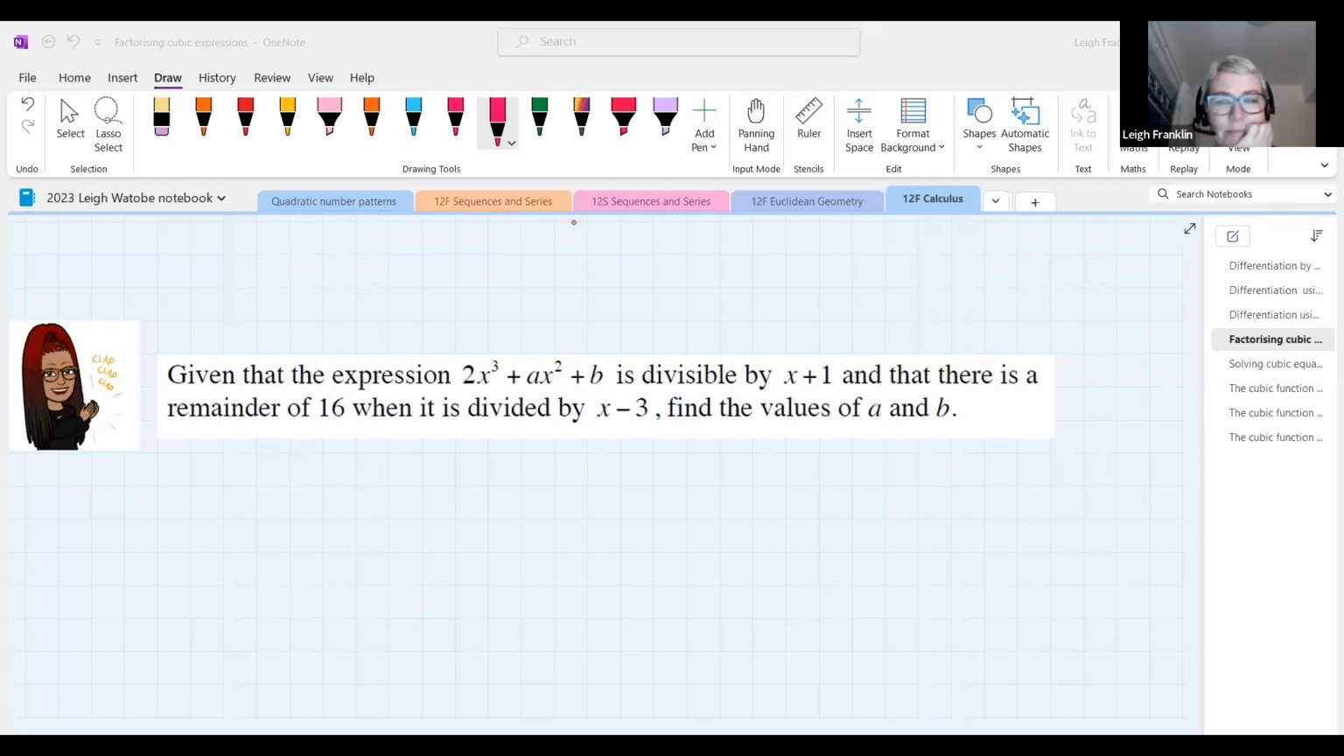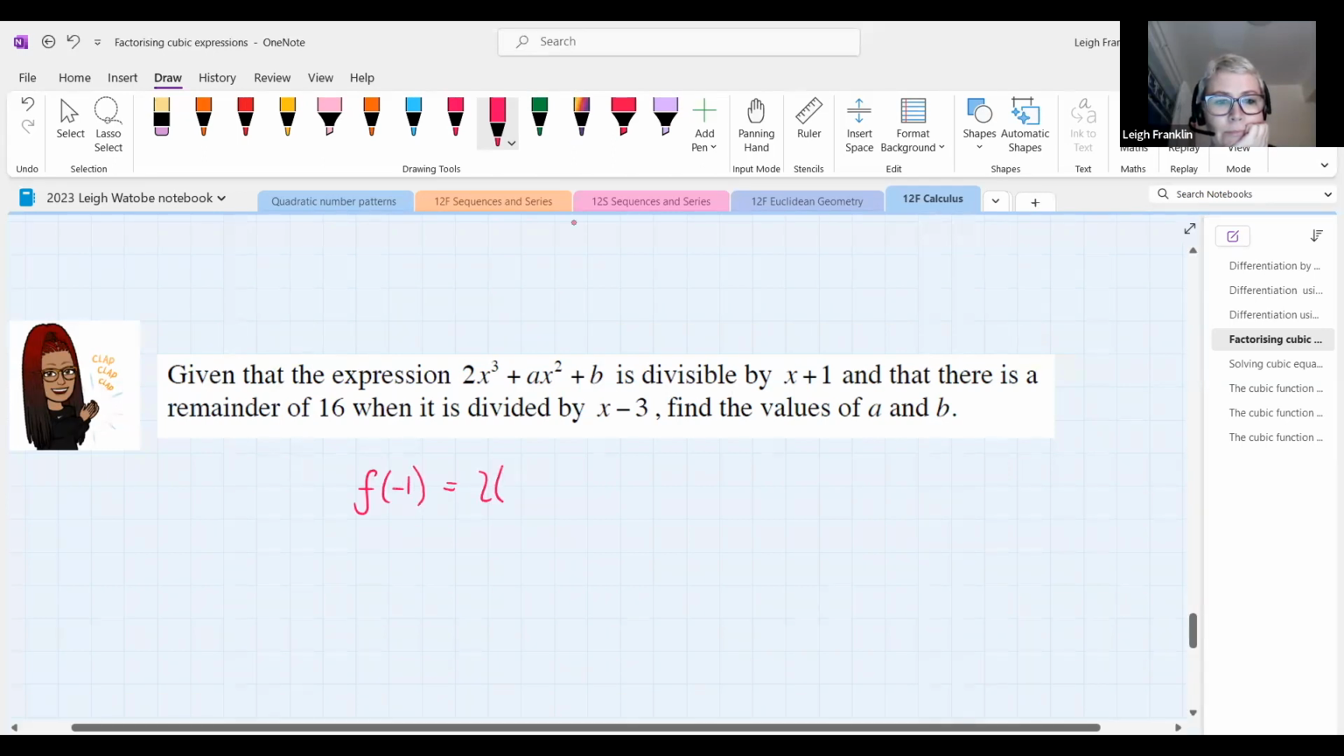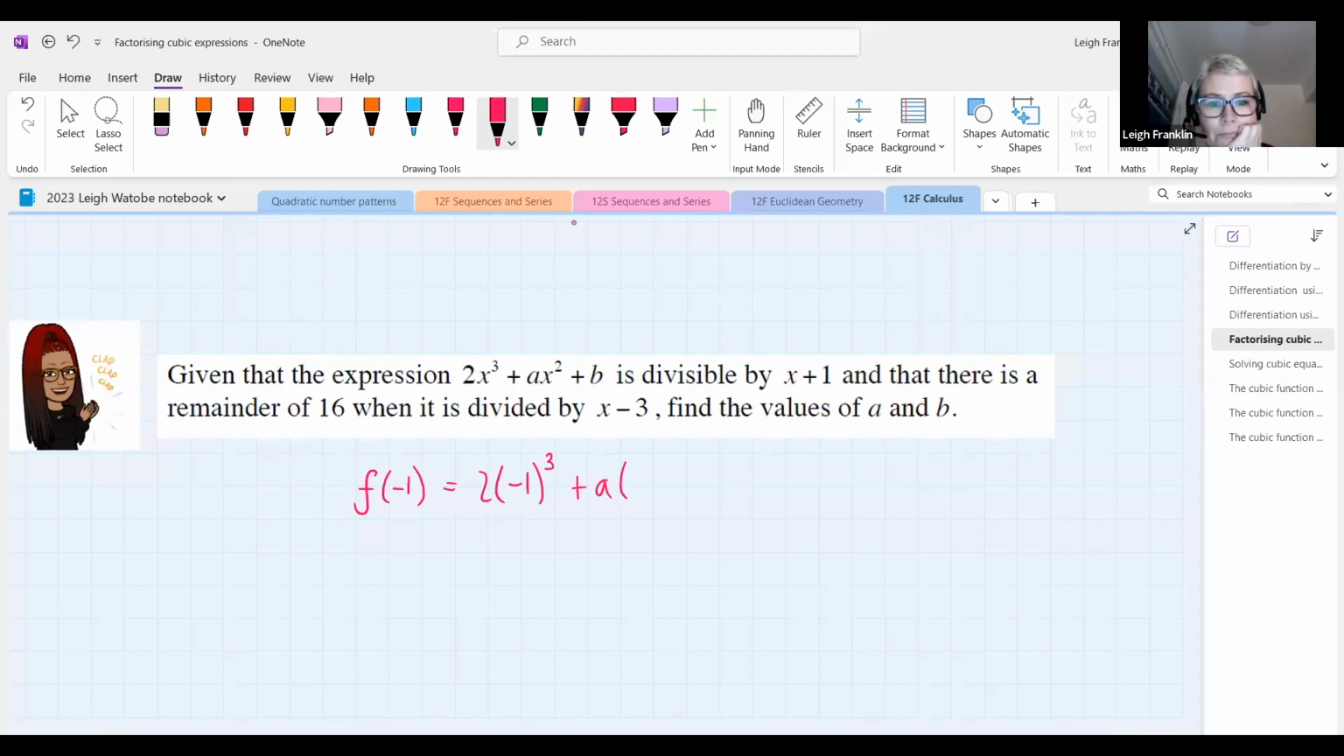So, ma'am, since we have the equation 2x cubed plus ax squared plus b divided by x plus 1 and then a remainder of 16, the first thing we'll do is f of x, with x into negative 1, which equals 2 times negative 1 cubed plus a times negative 1 squared plus b. And what does that need to equal? It needs to equal 16, ma'am.